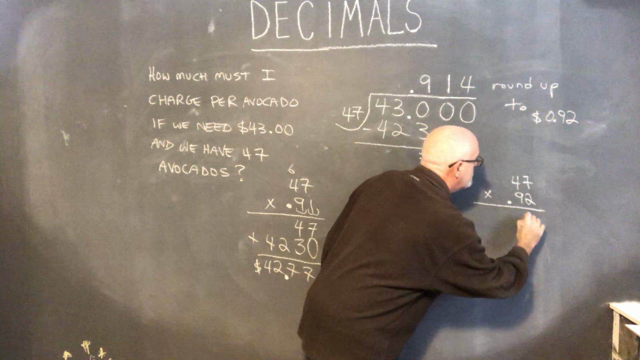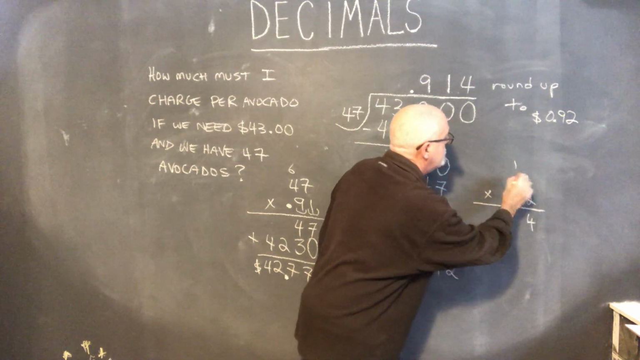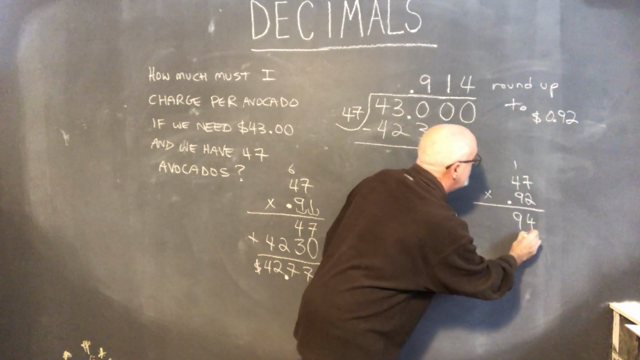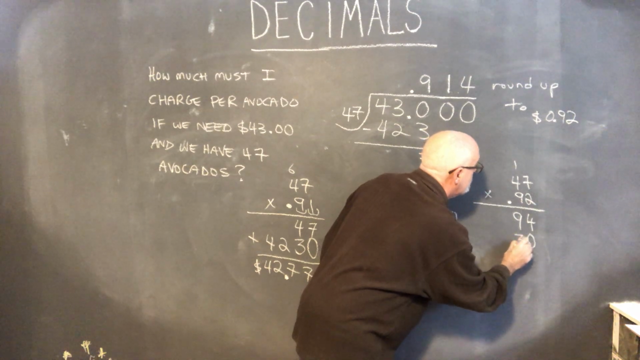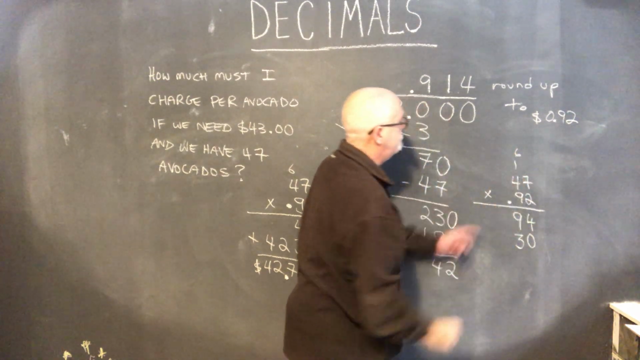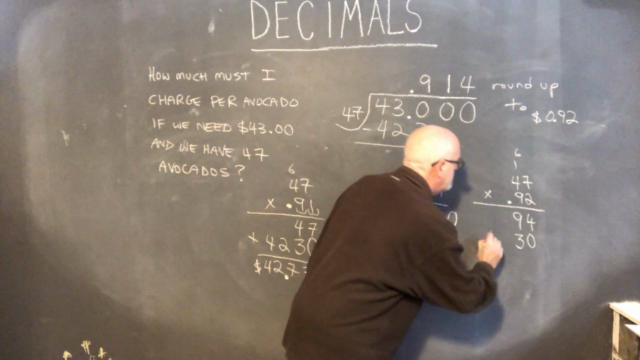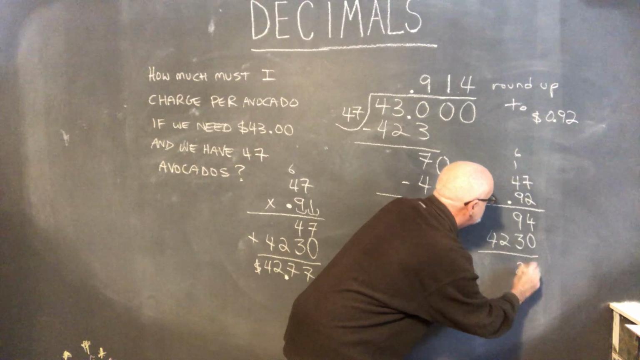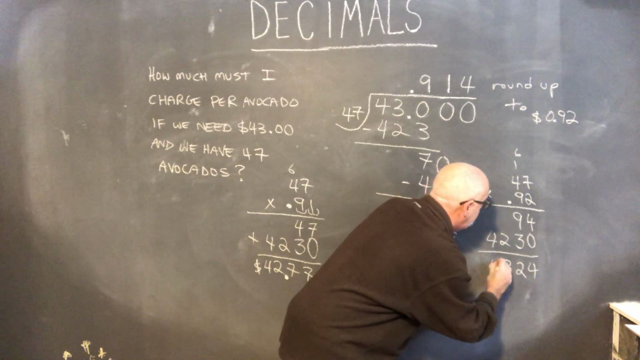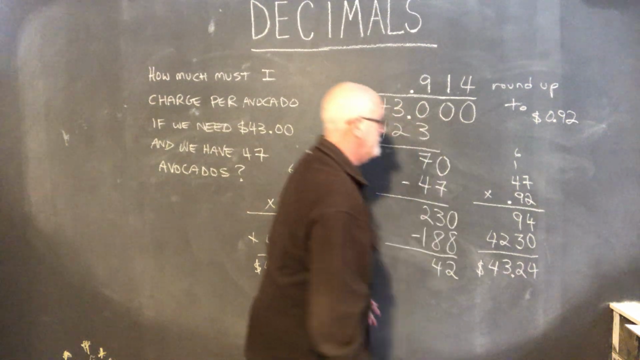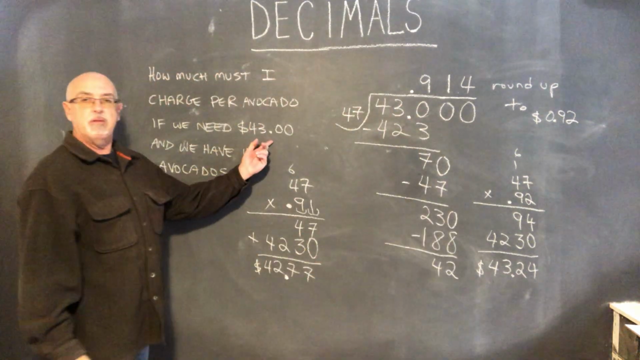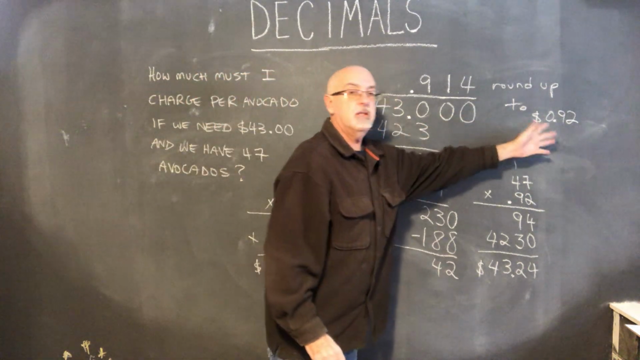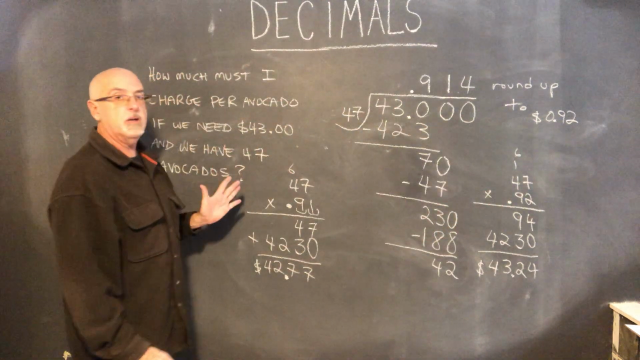2 times 7 is 14. There's the 4, carry the 1. 2 times 4 is 8 plus the 1 I carried. That's a 9. And then I put the 0 here. 9 times 7 is 63. There's the 3. Here's my 6. 9 times 4 is 36 plus the 6 I carried is 42. Add these together. 4, 2, carry the 1. There's 3. I have $43.24, which is more than $43 that I needed. So now I know that this is the right answer. 92 cents per avocado is the amount to charge.